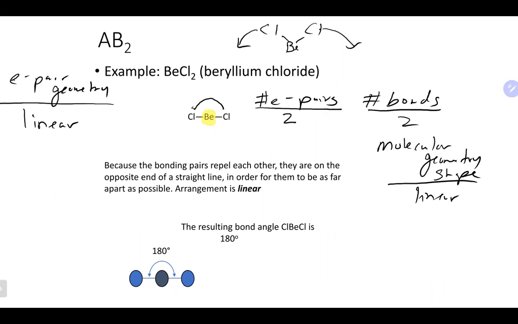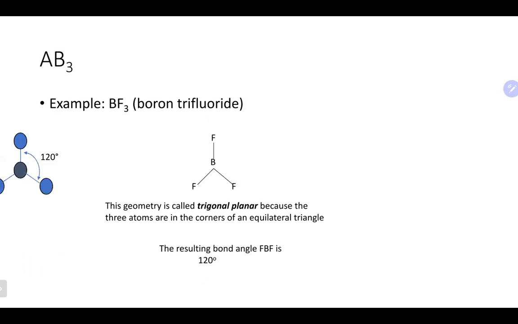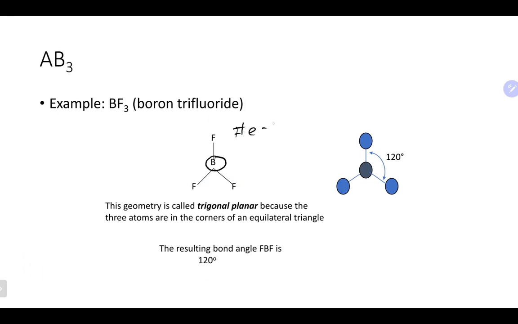The next example will be one where we have 3 electron pairs around the central atom. So if we look at this guy here, boron trifluoride, once again, looking at the central atom, the number of electron pairs is going to be 3.